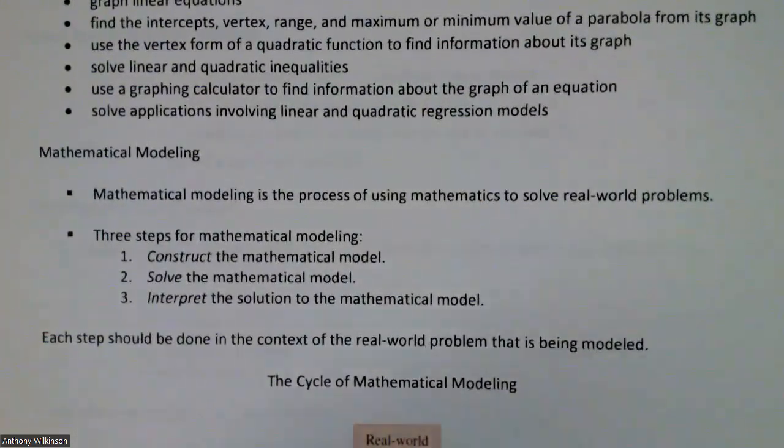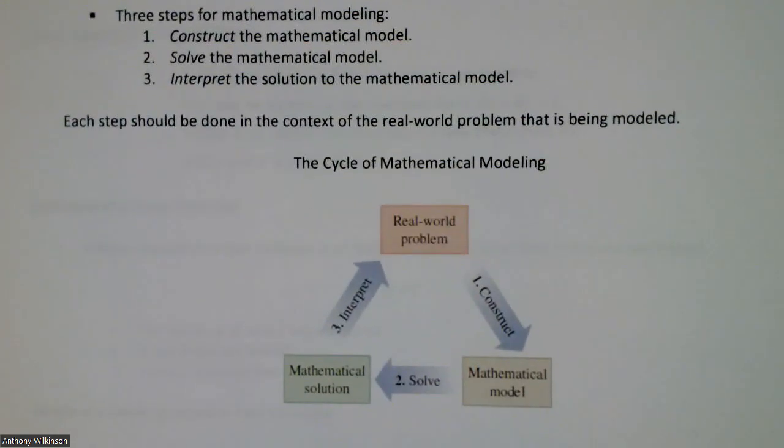First of all, we'll talk about mathematical modeling. That is the process of using mathematics to solve real-world problems. And there are 3 steps for mathematical modeling, and that is construct the mathematical model, and then solve the mathematical model, and then interpret the solution to the mathematical model. And each step is done in the context of a real-world problem that is being modeled.